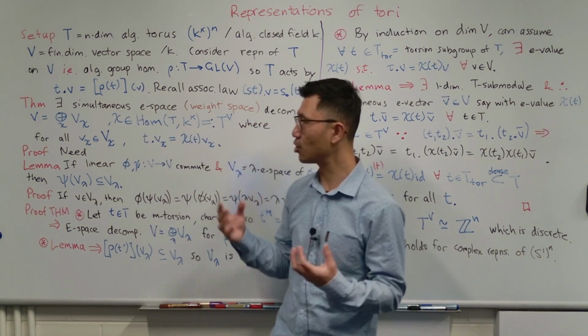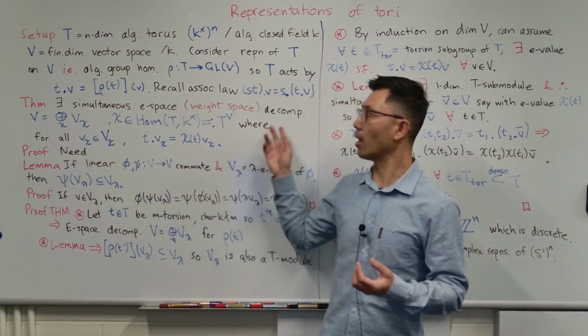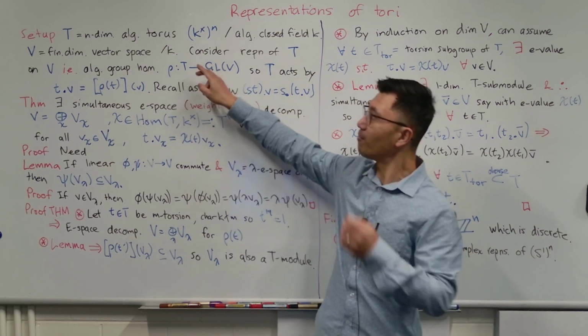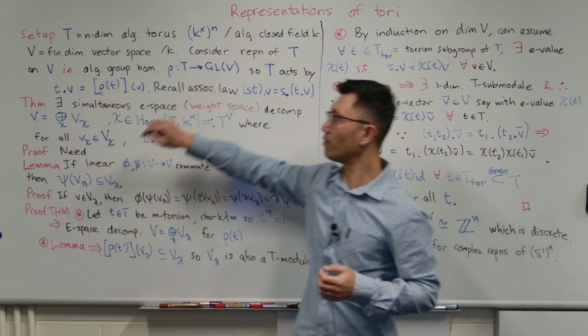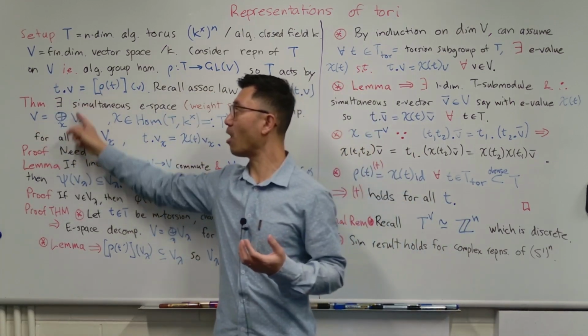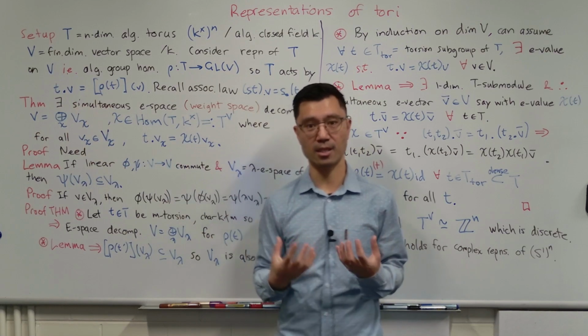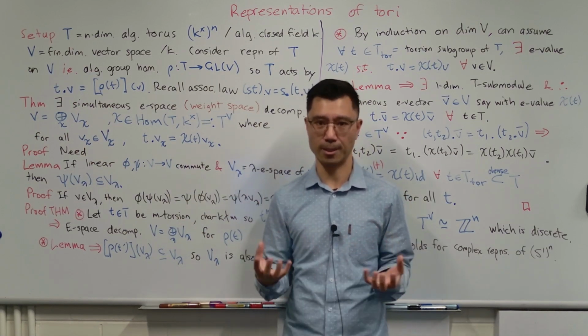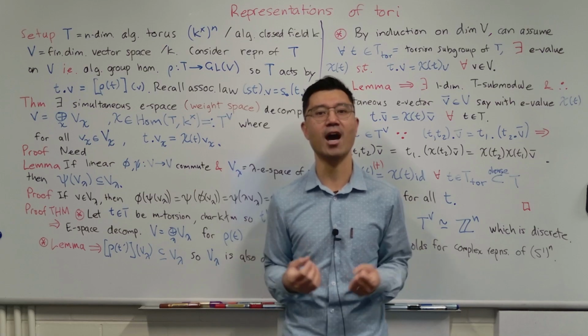So this gives you the wonderful theorem here that if you want to look at the finite dimensional representations of a torus V, it's in fact the direct sum of simultaneous eigenspaces, and this beautifully generalizes linear algebra as you see it in your standard linear algebra course.